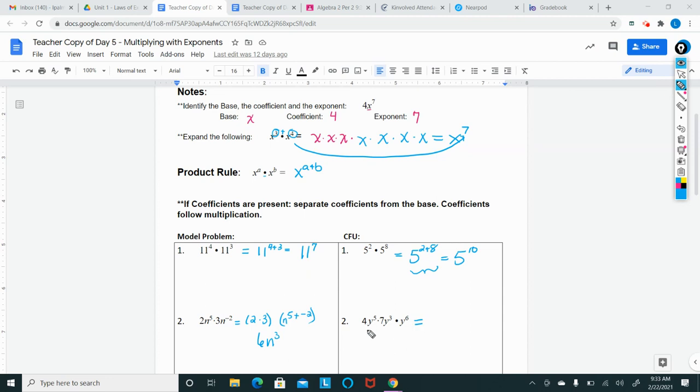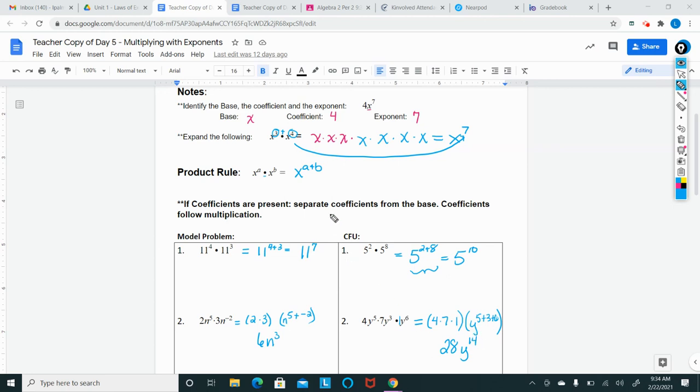Now, number 2, we have 3 terms, 4y to the 5th times 7y to the 3rd times y to the 6th. Bases are the same because those are what the exponents are attached to. The coefficients will be multiplied. 4 times 7. Now here we have a 1. Don't forget that one, even though whatever 1 is multiplied by it is itself. But for our y's, we have 5 plus 3 plus 6. So 4 times 7 times 1 is 28. Y to the 5 plus 3 plus 6, which is 14.